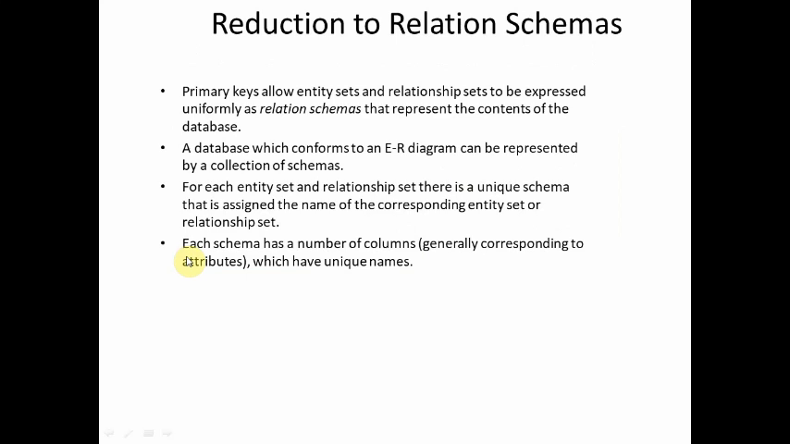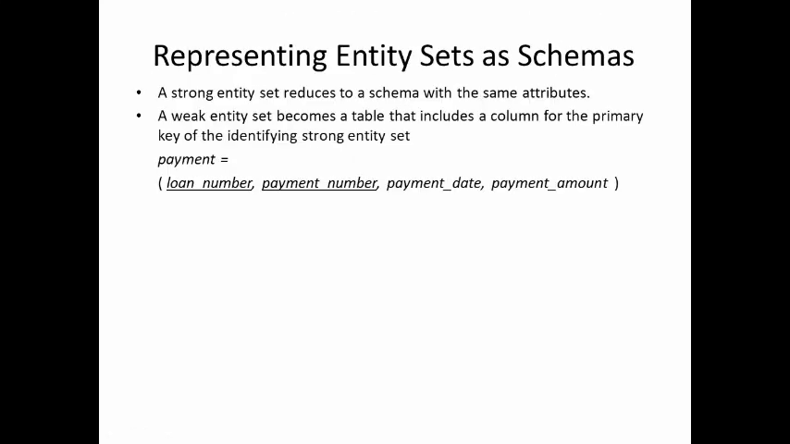So, reductions to relation schemas. Primary keys allow entity sets and relationship sets to be expressed uniformly as relation schemas. So at the end of drawing this ERD diagram, you can come up with the real tables with attribute sets, and then show the relationship from one table to another table. If you're going to represent an entity in a schema, for example payment, then you must be able to show its attributes as columns.